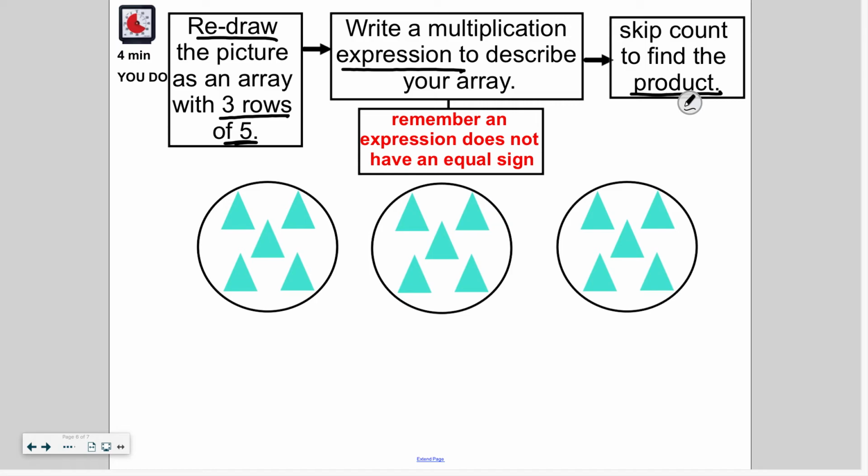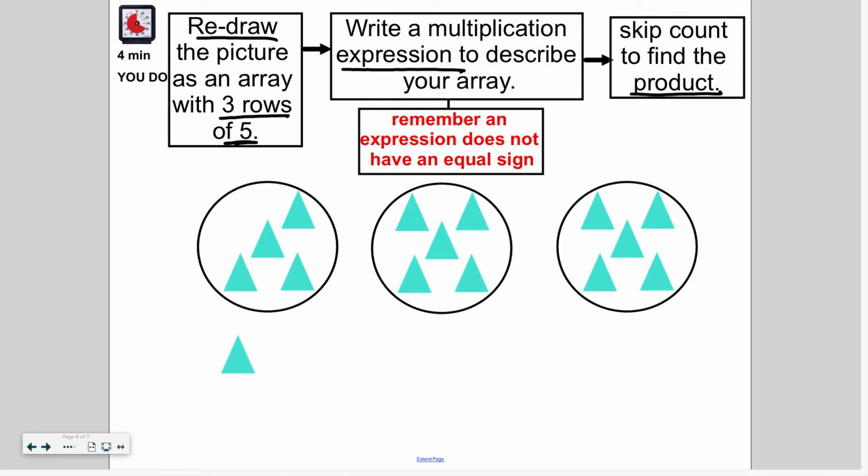Okay, welcome back. If you're watching, that means you've done the work, and now you want to see if you're right. You want to go over your steps to see what you did or what you can do better next time. So the first thing I had to do was redraw. Since I have the triangles here, I'm not going to personally draw, but since you didn't have the triangles in front of you, you were going to draw them.